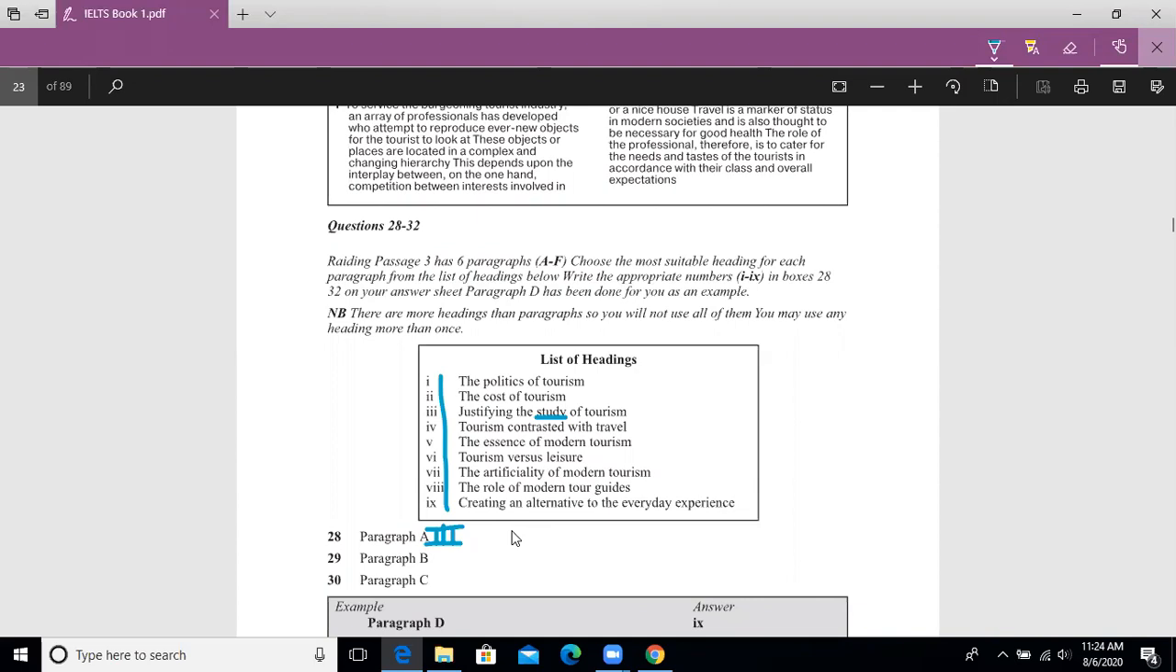Okay, we'll see what's in paragraph B. I'll try to explain everything that we'll be able to find in paragraph B. Then I'll ask two of you to look for the answer for paragraph B. Okay.